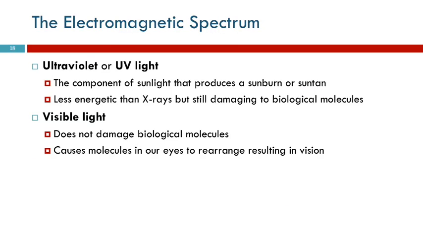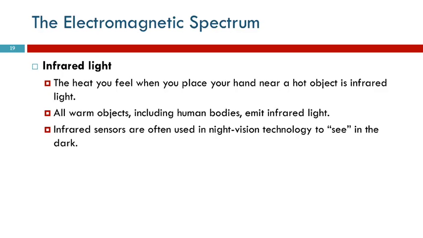UV stands for ultraviolet. That's what gives you a sunburn. Visible light doesn't damage biological molecules. It causes molecules in your eyes to rearrange, which gives signals to your brain, and your brain has learned to interpret that as vision. Pretty amazing.